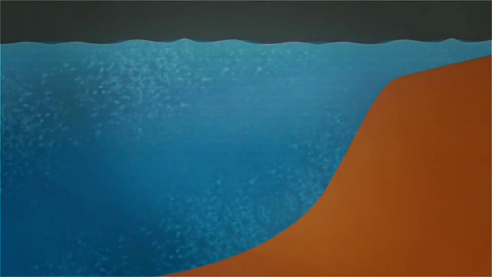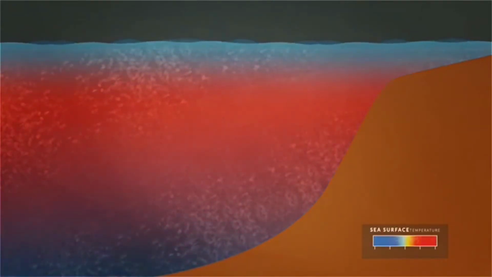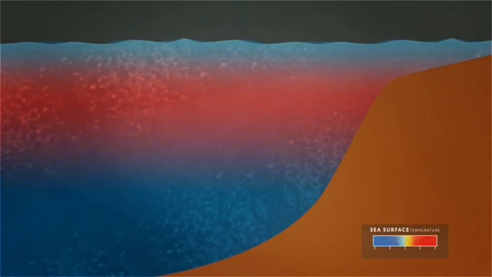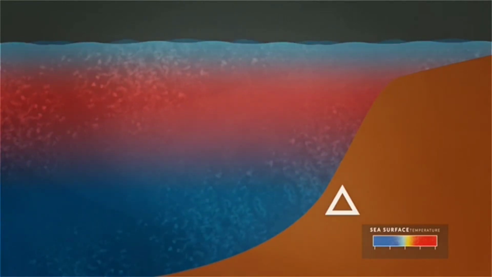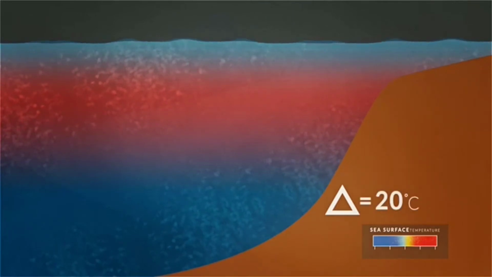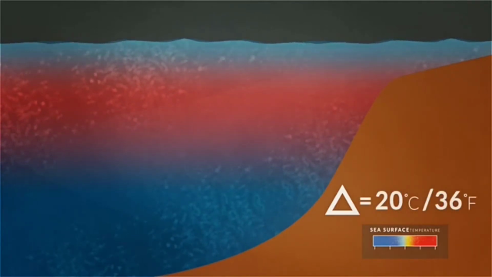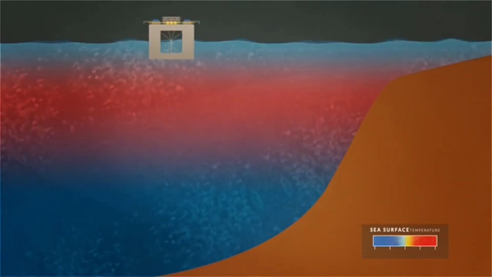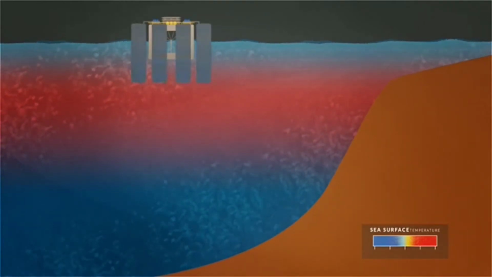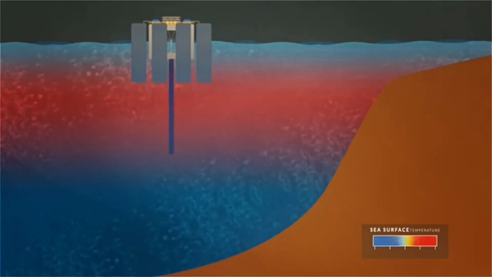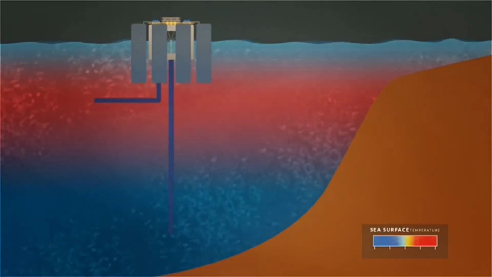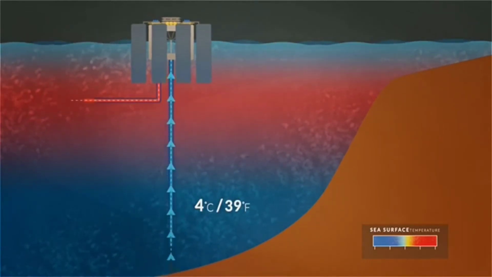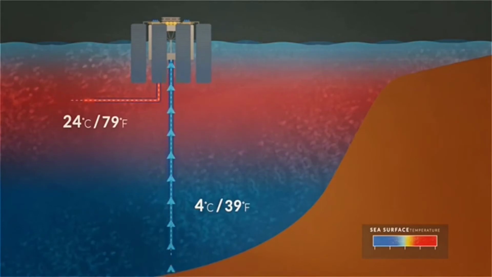The OTEC concept uses the temperature difference between warm surface seawater and the deeper cold water. In tropical waters, this temperature difference can be 20 degrees Celsius, about 36 degrees Fahrenheit or more. In this design, a semi-submersible platform is moored several miles offshore. The platform supports a kilometer-long pipe that conveys the cold seawater to the platform. Simultaneously, warm water enters the platform from the surface.